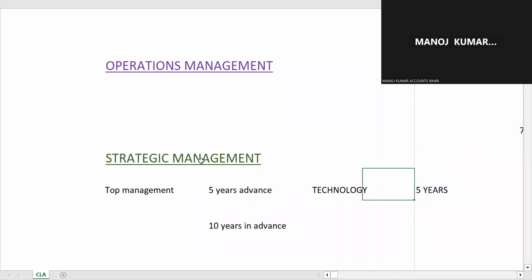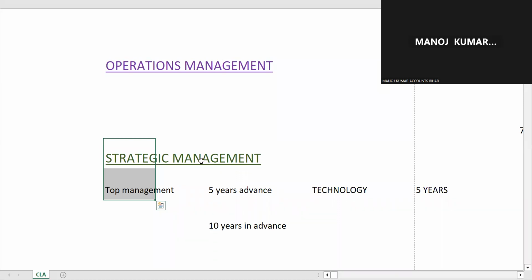Okay, so the top management will have to plan in advance. After 5 years, which technology will I buy? What will be the cost of it? So that is strategic management, where they will not plan for the present. In strategic management, you will always plan for the future. Okay, so it will be at least 5 years in advance.